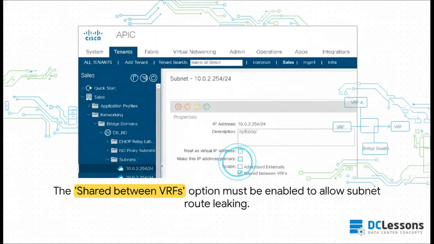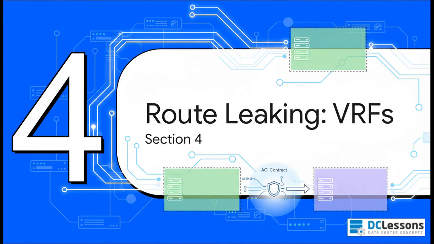And here it is, right in the APIC. It looks so simple, doesn't it? Just one little checkbox. But this shared between VRFs option under your bridge domain's subnet configuration is everything. If you want to leak routes for a particular subnet, you absolutely positively have to check this box. It's the magic button. All right, let's move on to Section 4, route leaking between VRFs.